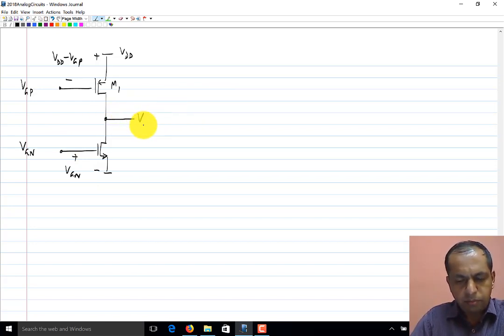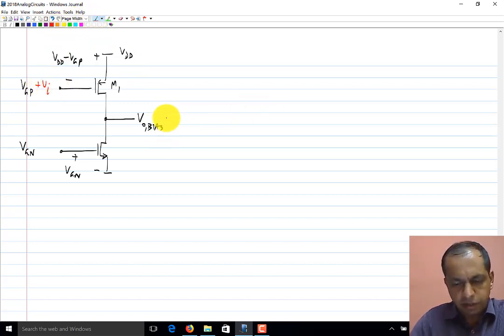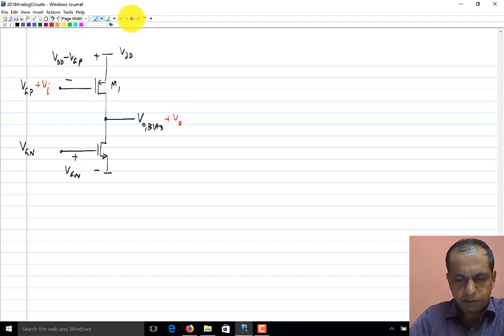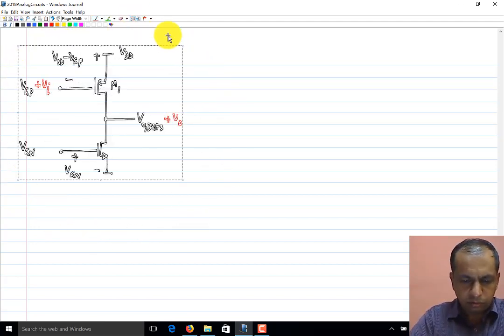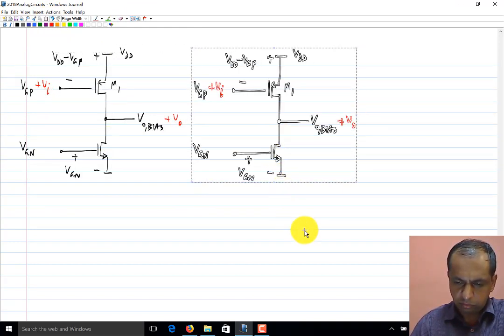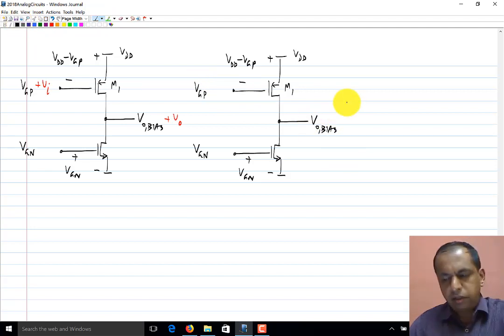The output is at some operating point VO bias. We'll see how to find this. And if we apply an incremental voltage Vi, we'll have an incremental voltage VO at the output. Now let's look at the operating point picture first. So all I have to do is to remove the incremental parts. Now how do we find out what the value of VO bias is?